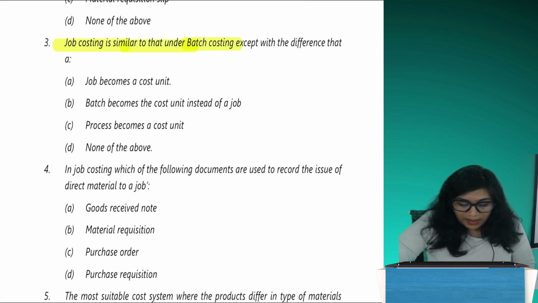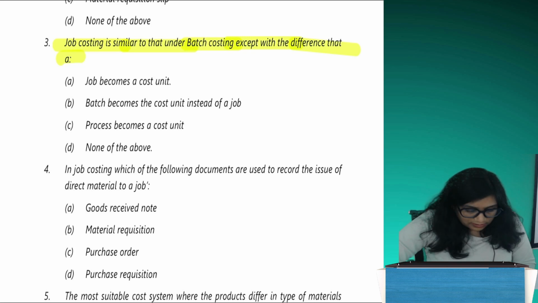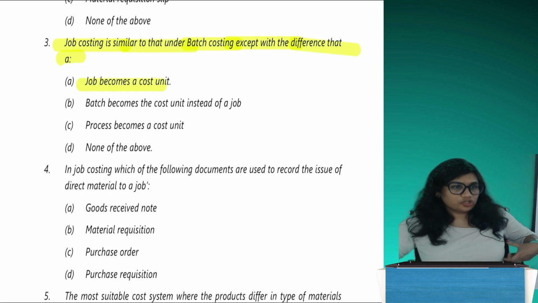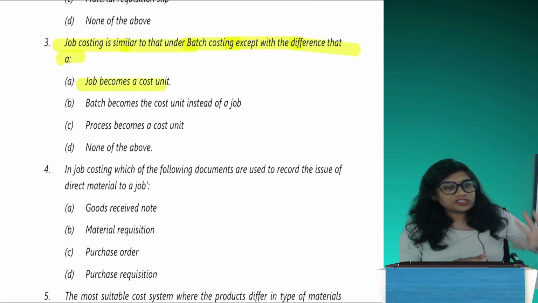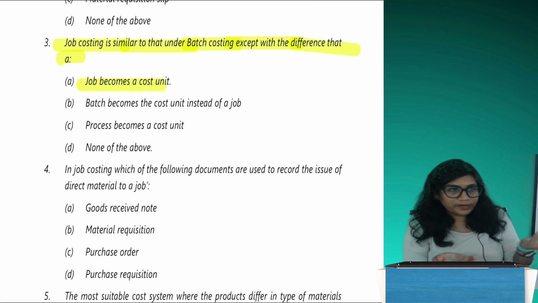So when we are talking about job, there the cost center is the job for which we are accumulating cost, and cost is expressed as a job. So the cost unit is also a job. But in batch costing, the cost center is a batch. What is cost center? That for which I'm accumulating cost. So there I'm accumulating cost per batch, but the cost unit is per tablet or whatever, per unit basically. So here the difference between job costing and batch costing is that in job costing the entire thing is the cost unit.